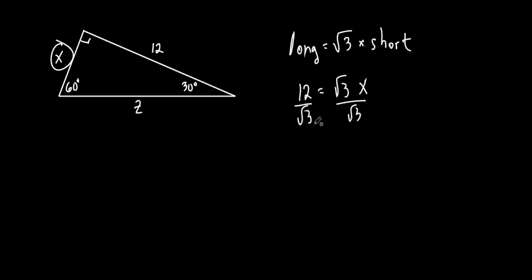Can I go 12 divided by 3 is 4? No, because this is not a 3. I know it looks like a 3, but it's not a 3. It's the square root of 3, which is a completely different number. It's 1 point something. I don't know what it is. But am I going to leave it like that? Am I going to circle that? No, because it's not simplified.